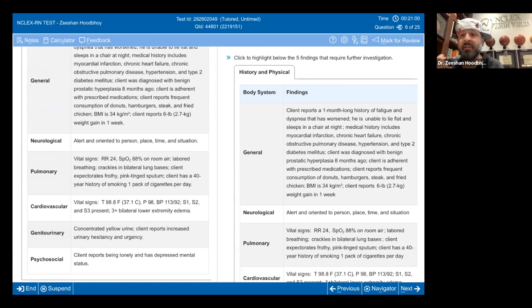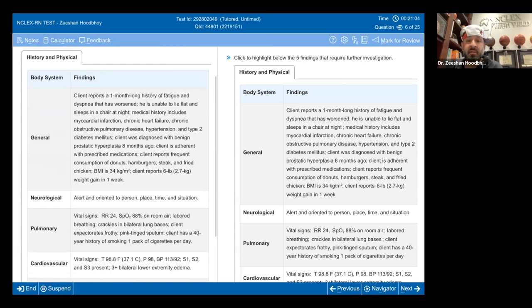And this is probably on an intake, right? When you see a patient for the first time, you're going to get general neuro, palm, cardio. You're going to do a full head to toe, right? So now we've got a client reports a month-long history of fatigue and dyspnea that has worsened.